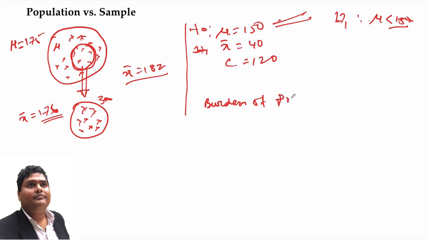Burden of proof means the null hypothesis is assumed to be true unless proven otherwise. It means if Sham is claiming that his average score is 150, unless and until it is proven wrong, we will have to consider the null hypothesis as accepted. That means Sham is not a liar. Whatever Sham is claiming is true. That is nothing but the burden of proof.